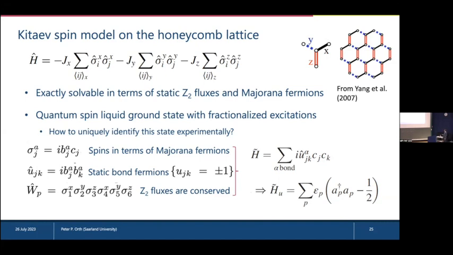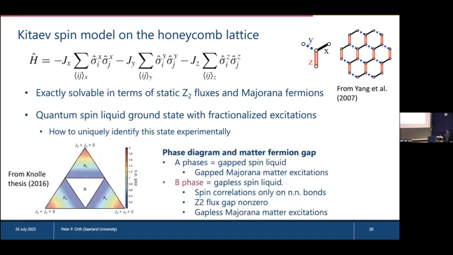And this is an example of a quantum spin liquid where we can solve it exactly. It has these fractionalized excitations in terms of static visons and Majorana fermions. And in the end, you're going to get a Hamiltonian which is quadratic because all the fluxes are static. So you have different flux sectors that you can all diagonalize. And this is the phase diagram from Johannes Knolle's thesis, where you find different spin liquids. Here we're focusing on this B phase, which is a gapless spin liquid.